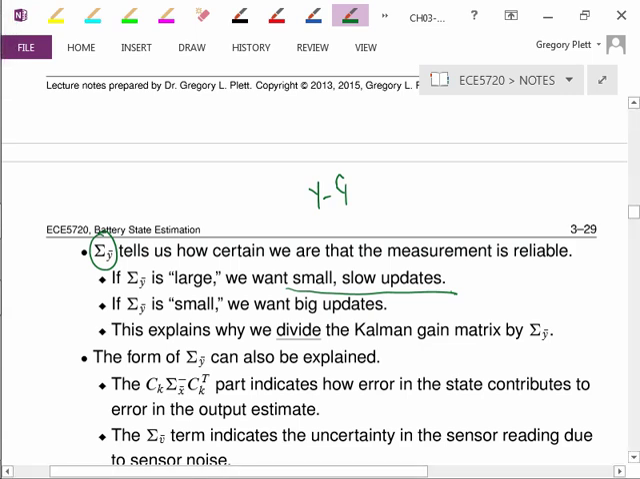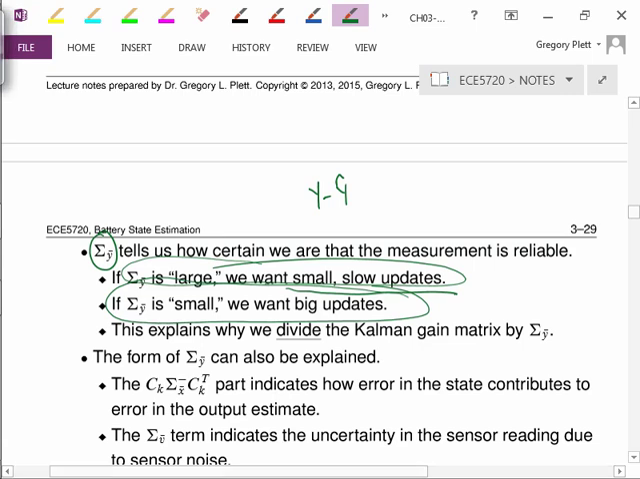But if sigma y is small, that means that I'm really confident. I have a reasonable confidence in my state. I've got a reasonable confidence in my sensor because there are small errors. So overall, I believe that this innovation is going to be very helpful in updating my state, so I want to have a relatively big update. So instead of multiplying by sigma y, I divide by sigma y. If I divide by a big number, I get a small number. So if I have a large sigma y, that's going to give me a slower update, a smaller L. And if I have a small sigma y, I'm going to have a faster update, a bigger L.